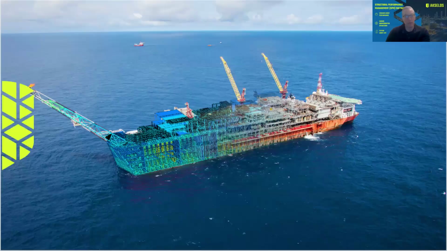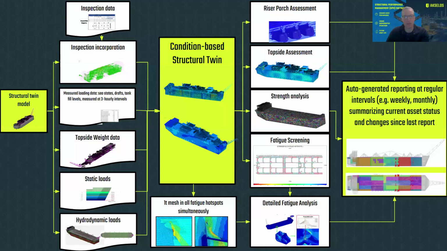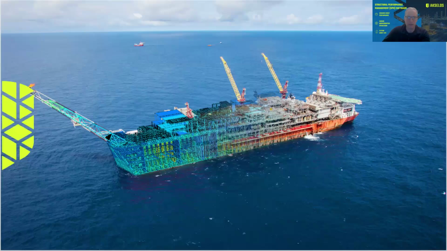The first one is called an FPSO. I've already referred to this a few times. This is a huge structure, 300,000 tons. And again, we're providing RBFEA modeling of this. And again, to make it industrially applicable, you can't just provide a model, you have to do all kinds of stuff. So this is what we've developed, all these different things, incorporating inspections, configuring topside weights. So topside is all this stuff on top of the hull.